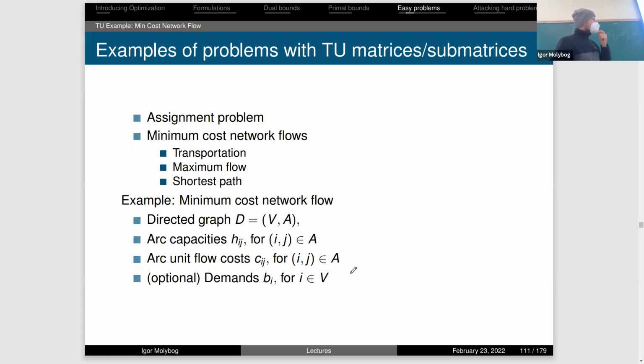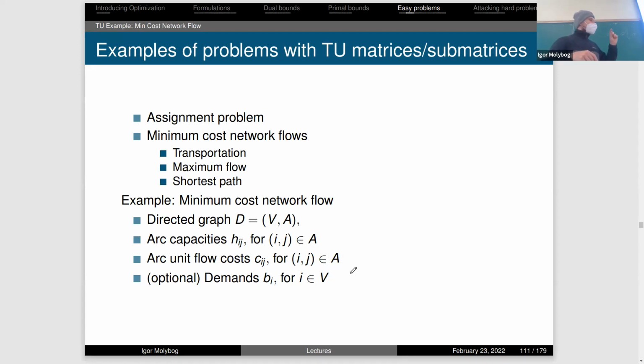We had arc capacities. On a directed graph, for each arc there is a capacity, the maximum amount of flow an arc can withstand. For each arc there is also a cost of the flow, and there is also an optional demand on each node in the graph. The trick is that the sum of the demands needs to be equal to 0.